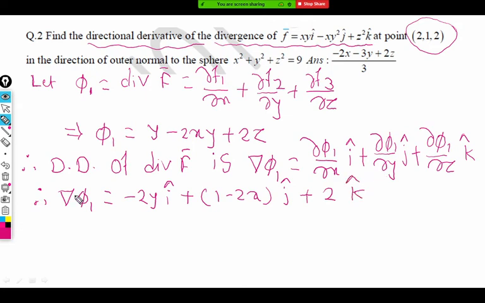So this is the general directional derivative, the directional derivative of this divergence of f bar at any point x, y, z. But we want that at a particular point, so we'll say at 2, 1 and 2. So this one gives us del phi 1.